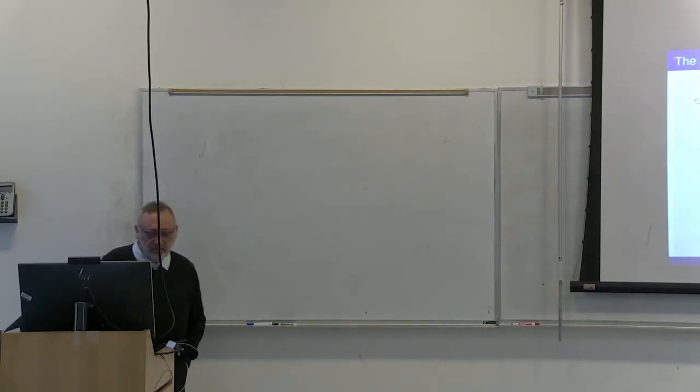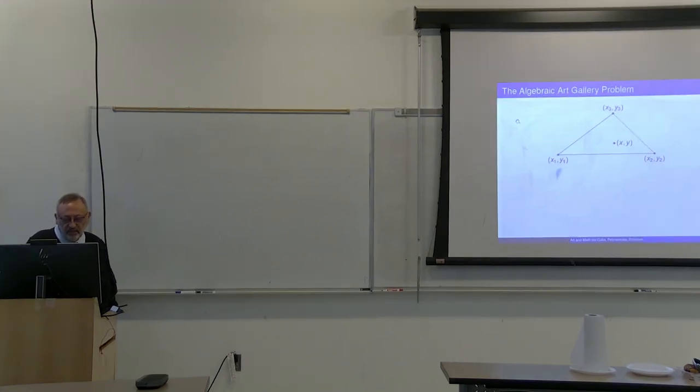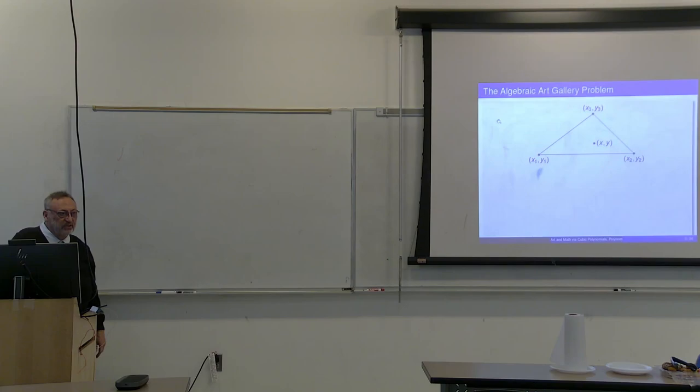But let me introduce you to a problem that you can explain to high school students. I call it the algebraic art gallery. Suppose we have a two-dimensional art gallery in the shape of a triangle, and we are showing precious diamonds at the corners, the vertices of this triangle. This is an art gallery, so the owner also wants to have a camera.